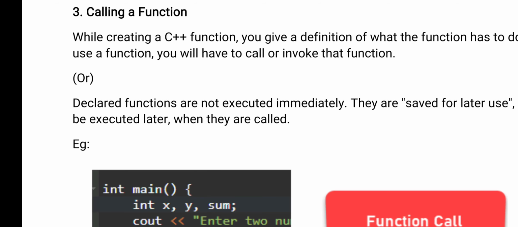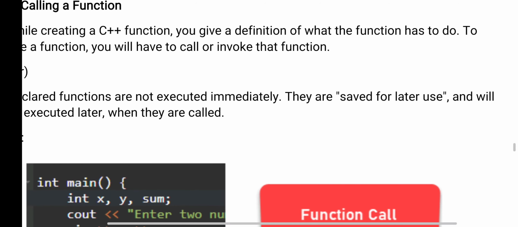When you are calling the function, whatever values are required to execute that function should be passed at that time only. You see two definitions have been given. Second definition: declared functions are not executed immediately. Whatever functions you have declared will not be executed immediately. They are saved for later use. And when will that be executed? When you call the function, at that time the function will be executed.